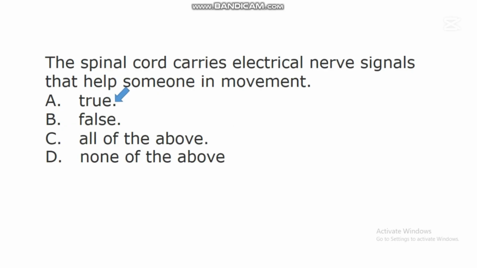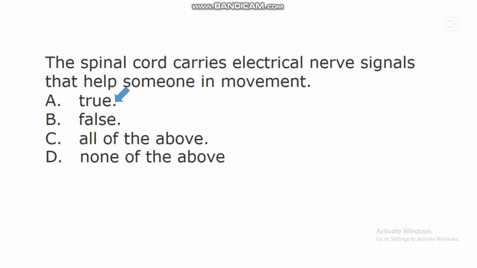True. Studies have shown that the spinal cord carries electrical nerve signals that help someone in movement. Spinal cord contains a lot of nerve cells which help in transmitting impulses from the spinal cord to other parts of the body, and the spinal cord also works with the peripheral nervous system in ensuring that an organism or an animal makes good movement.